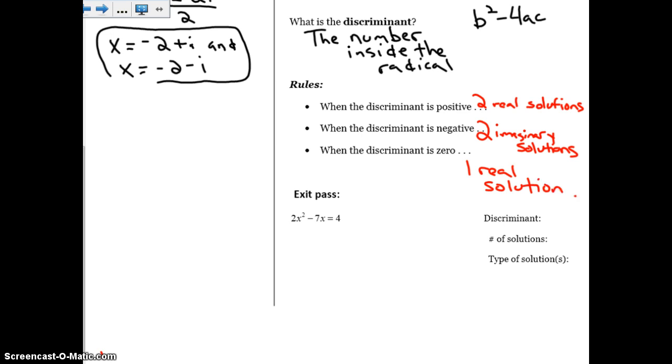Okay? And there's one question on the test that deals with the discriminant and being able to tell how many solutions there are and what types there are. So try this problem down here, 2x squared minus 7x equals 4. Again, make sure that your problem's equal to 0 before you begin to do anything. And determine what the discriminant is, and then from there you should be able to tell how many solutions there are.